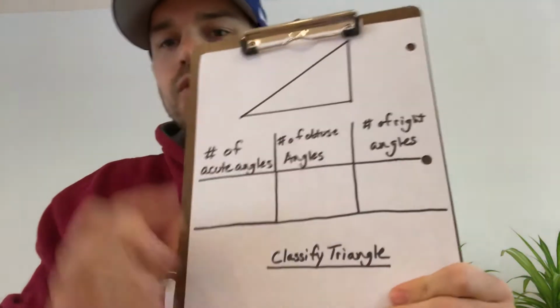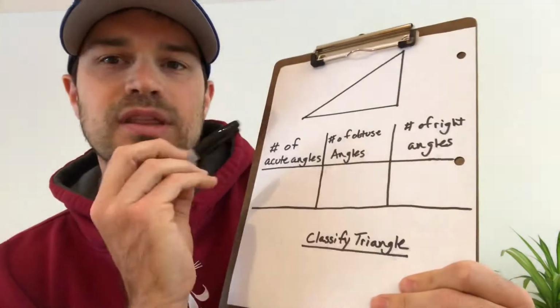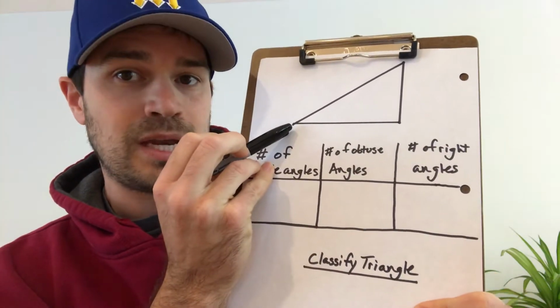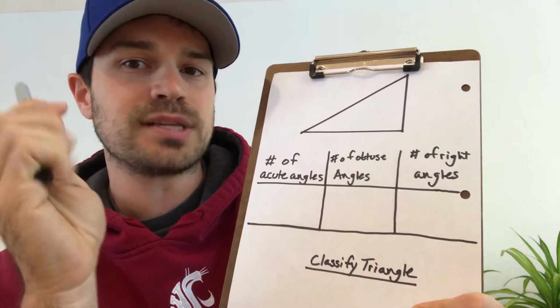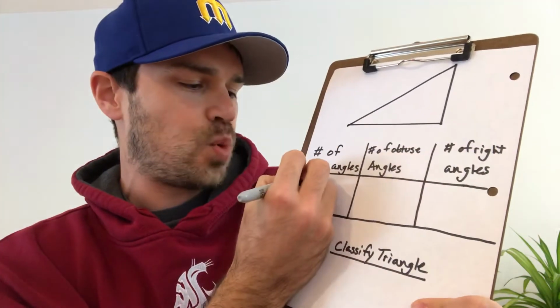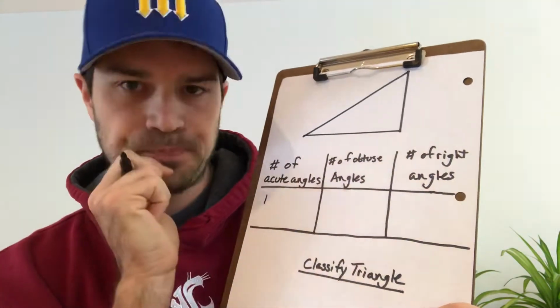So looking at this triangle, we're going to answer this first question. Is this less than 90, greater than 90, or exactly 90 at this vertice right here? You're absolutely right, Sam. It is an acute angle. So that's one acute angle. We looked at that one. Let's go ahead and move over here.